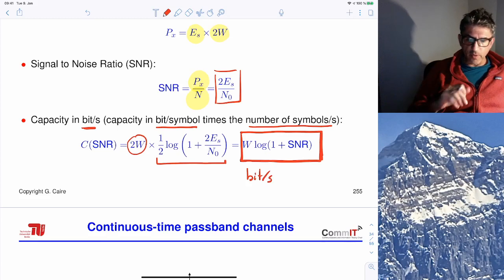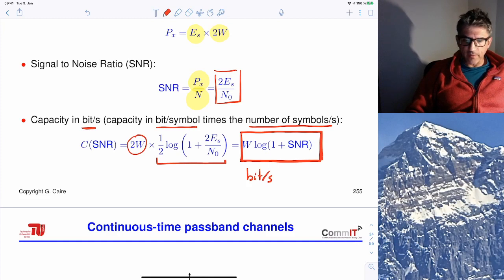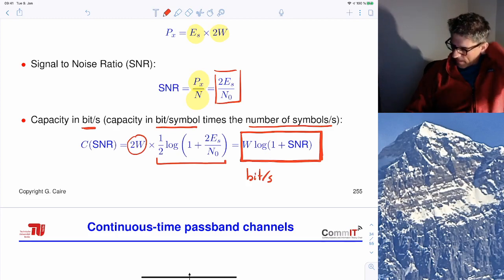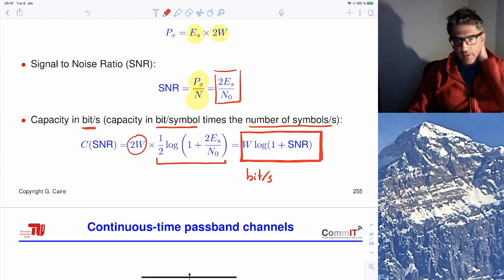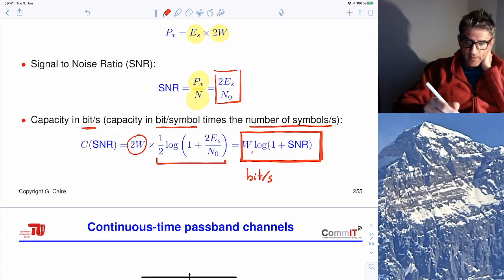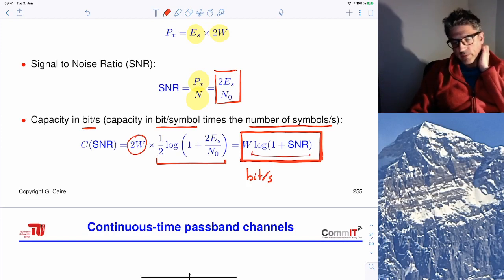So for example, with this formula, you can very easily understand why your Wi-Fi system can transmit at, let's say, 50 megabit per second. You have a bandwidth of, let's say, 40 megahertz. So this W is 40 megahertz. And then you need just that this log of 1 plus SNR is 5/4 to get 50 megabit per second. Okay?